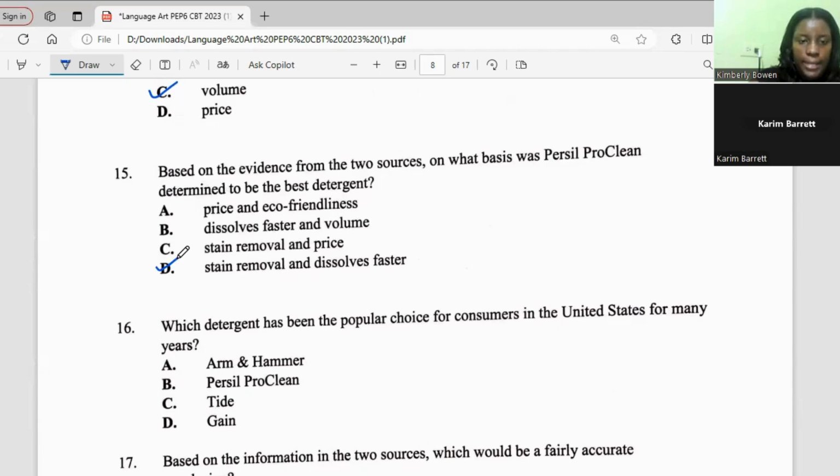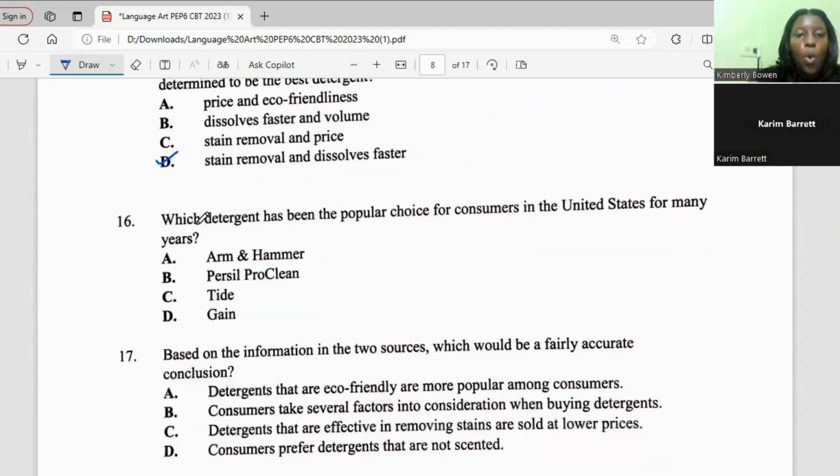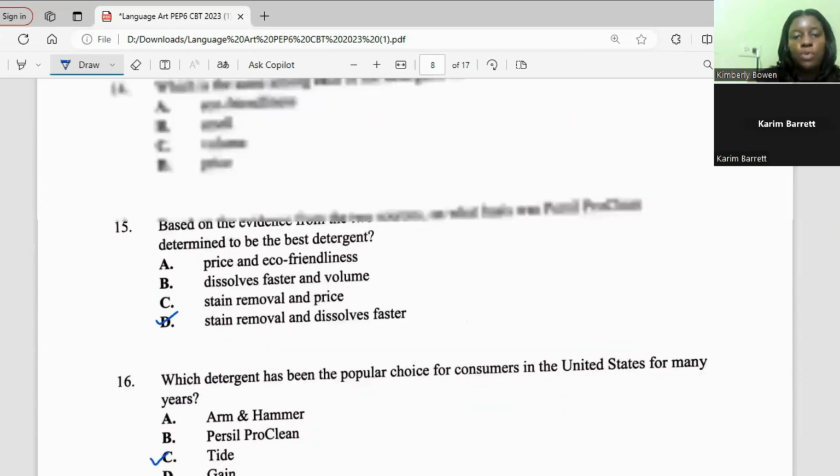All right, let's move on to number 16. Which detergent has been the popular choice for consumers in the United States for many years? And that was also stated in the passage to be tied. Let's just check back on those two. And I remember what is in the passage, but I just want to show you.